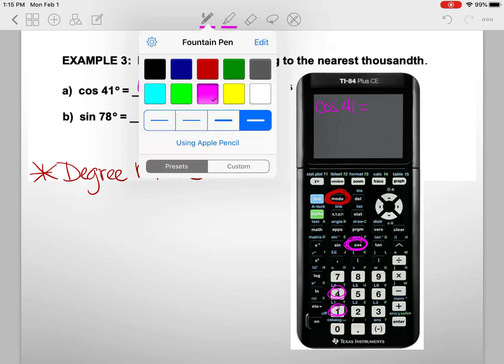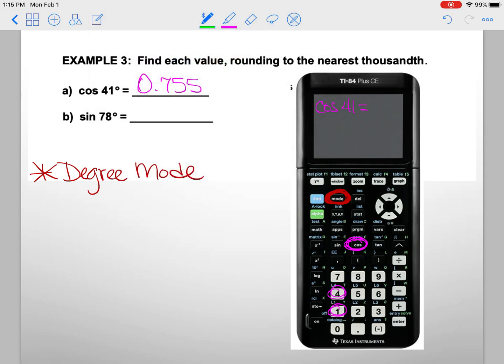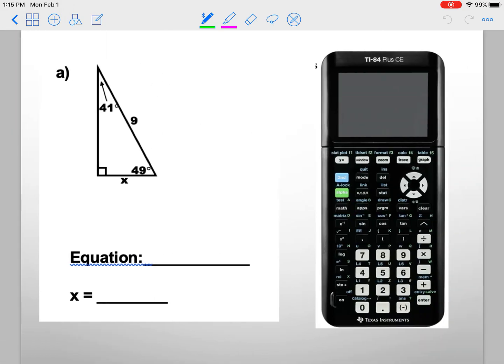Next one says sine of 78, so I'm going to change that to green. You will hit the sine button here that I keep circling in green. Hit 7 and 8 for 78. It'll say sine of 78, and you should get this. We rounded to the nearest thousandth because that's what the directions said to do. Now we're going to take those two pieces, the ratio part and the plug into the calculator, and put them together to help us find these missing side lengths.